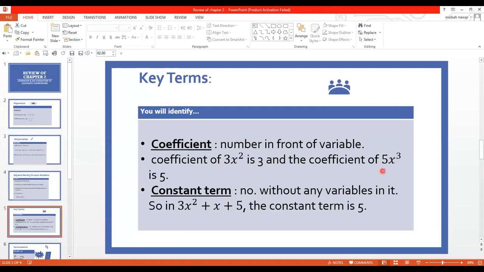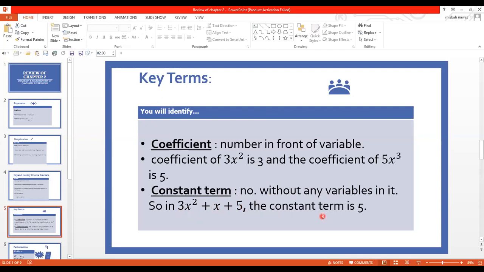Here I have written 5x cube. So what is the coefficient here? 5. Because the number before the variable is called the coefficient. Clear? The second term is the constant term. Always remember, a number without any variable is called a constant term. Look here, an algebraic quadratic expression is given to you. Why do I call it quadratic? Because in the first place you have a square, then a single term, then a constant. So 3x square plus x plus 5.